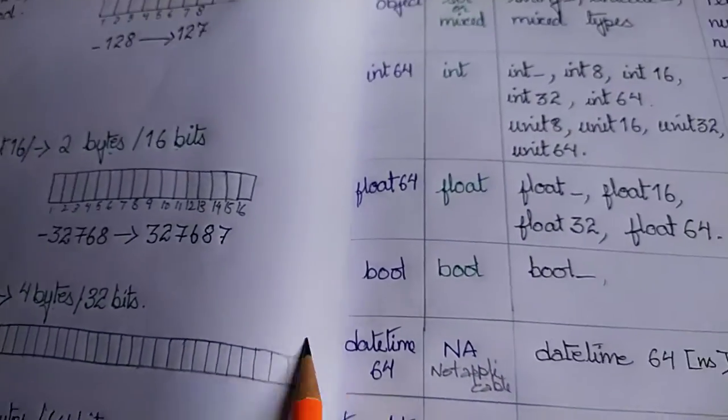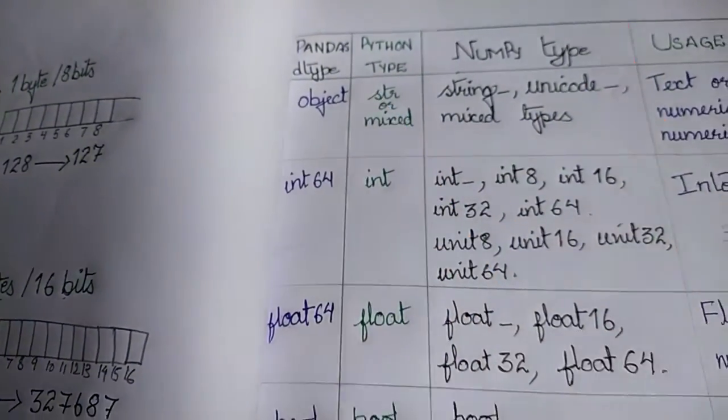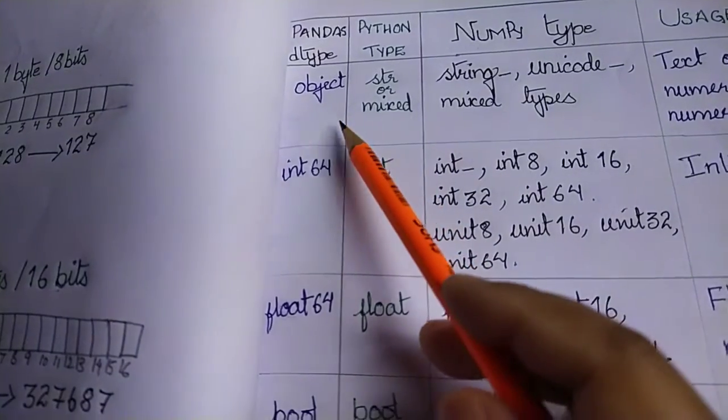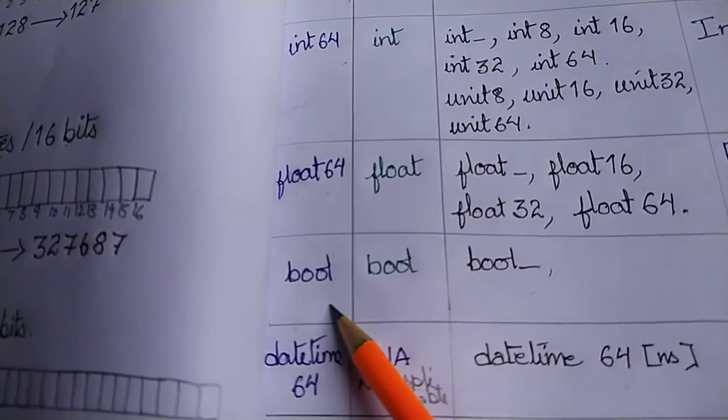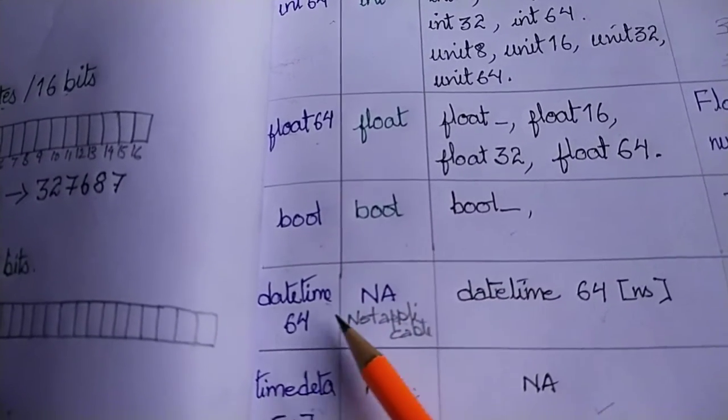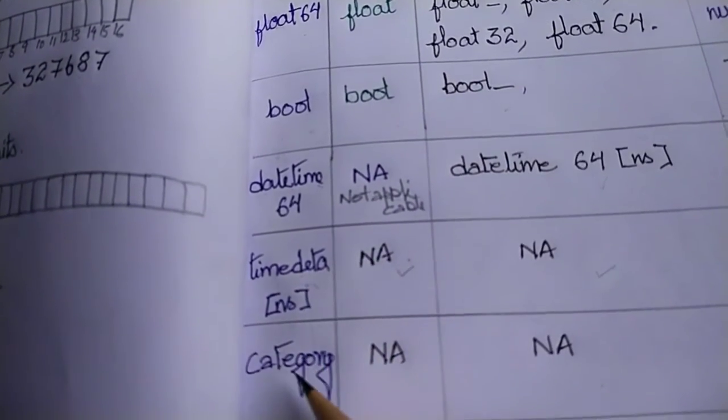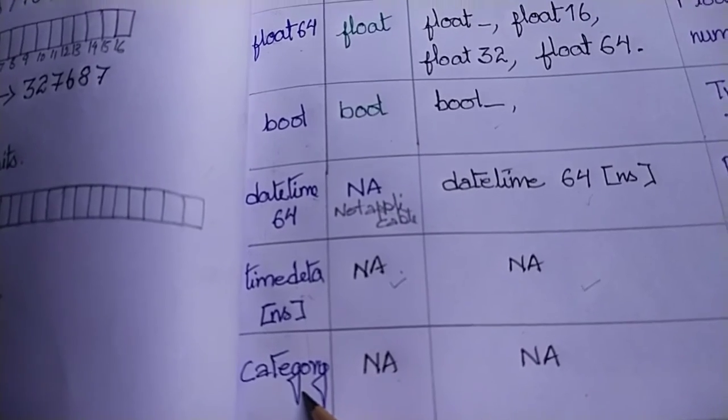Hope you understand. Therefore, in Panda we have what type of data? We have the object, we have int64, we have float64, we have bool, we have datetime, we have time data, and then last but not least we have the category.